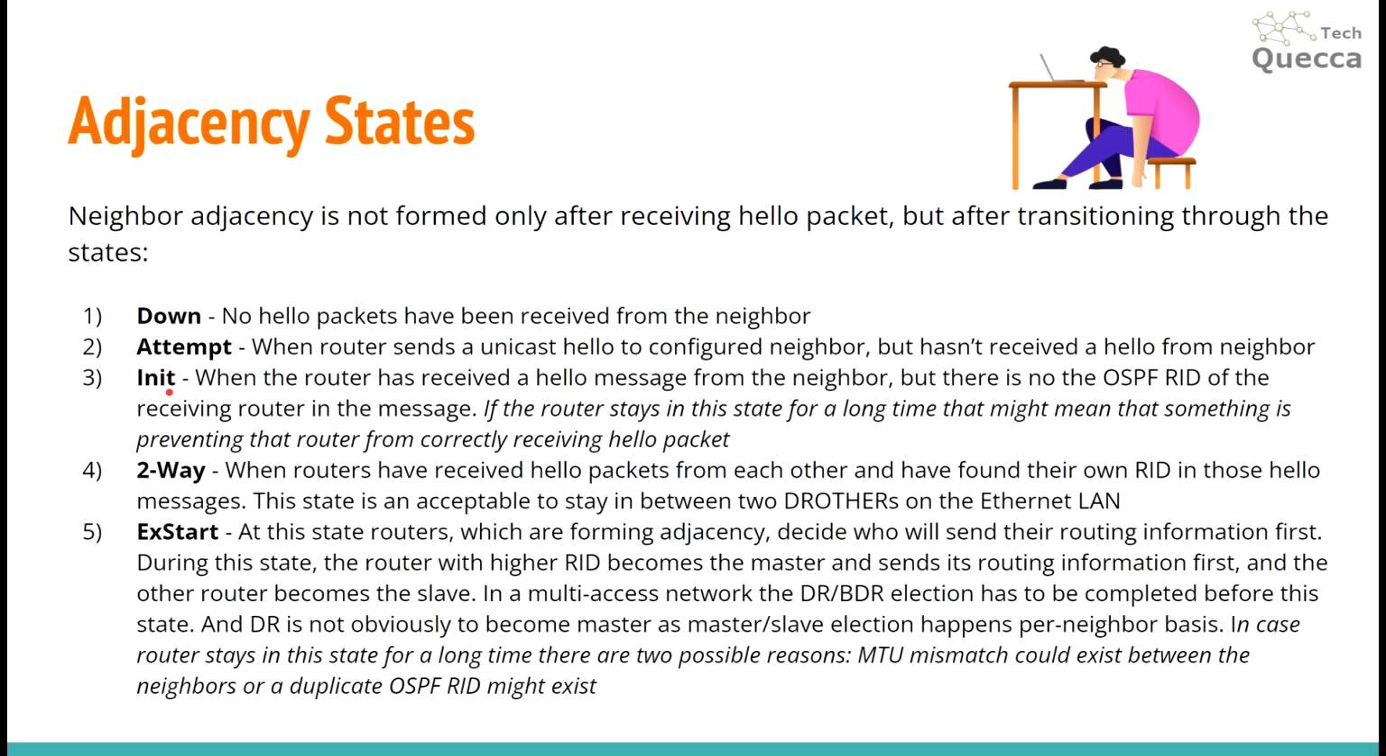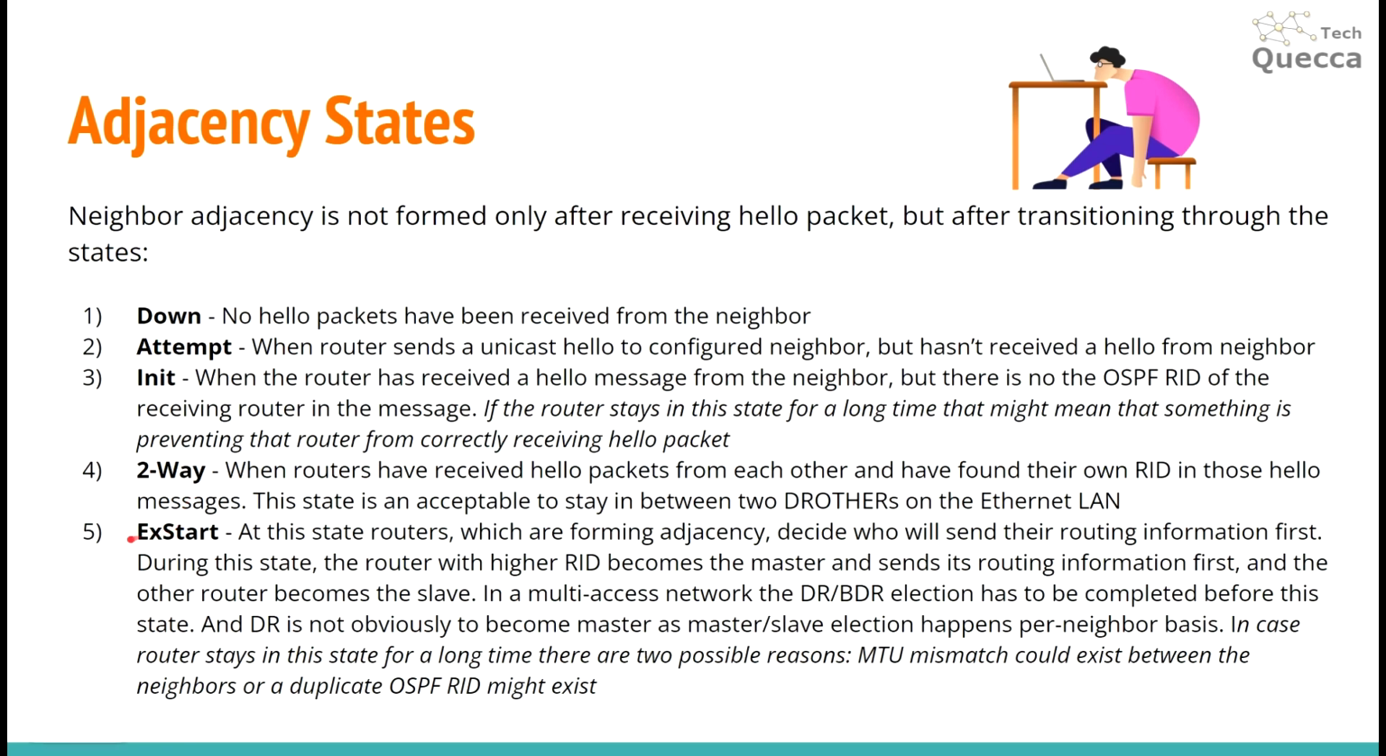This is when the router has received a hello message from the neighbor, but the OSPF router ID of the receiving router is not in the message. If a router stays in this state for a long time, that might mean that something is preventing the router from correctly receiving hello packets. Two-way. When routers have received hello packets from each other and have found their own router ID in those hello messages, this state is acceptable to stay in between two routers on the Ethernet LAN.